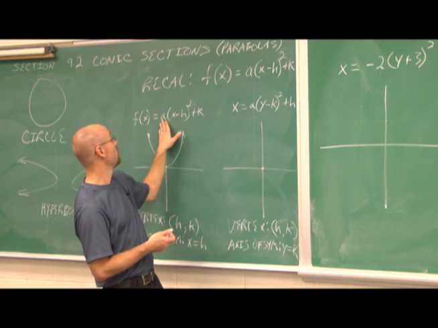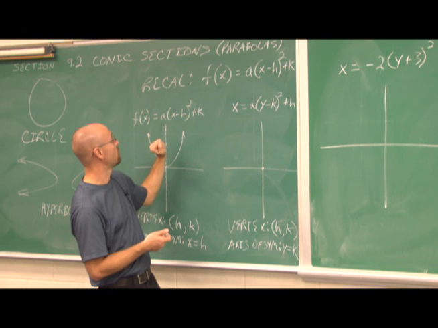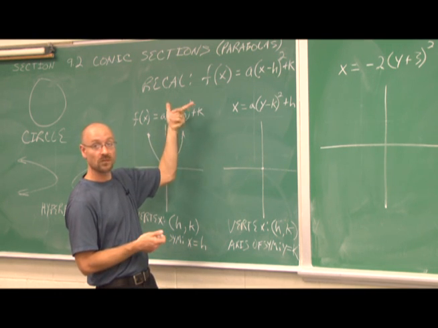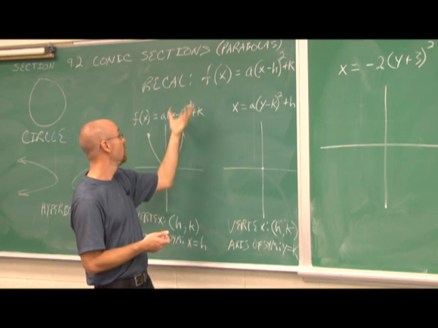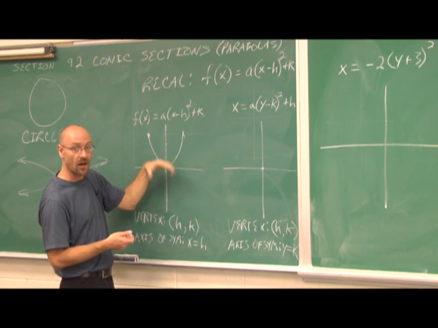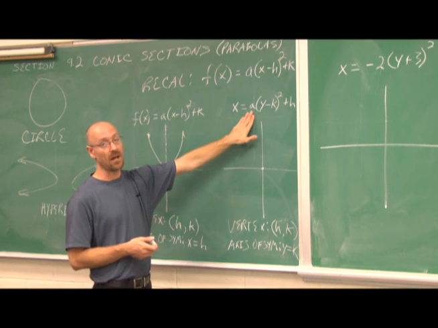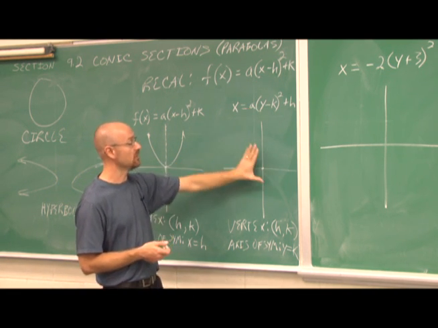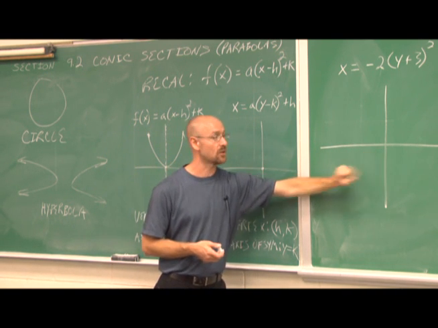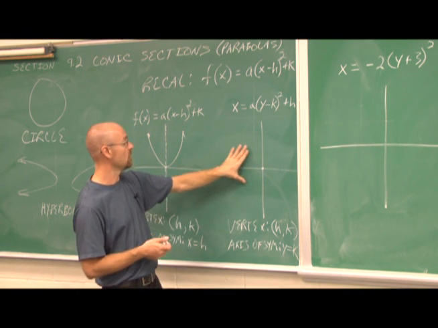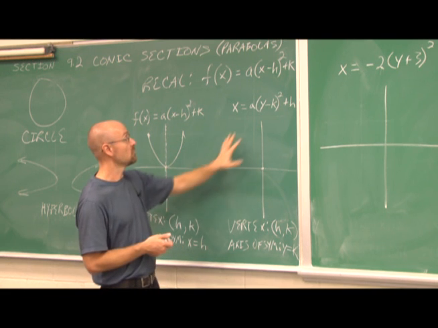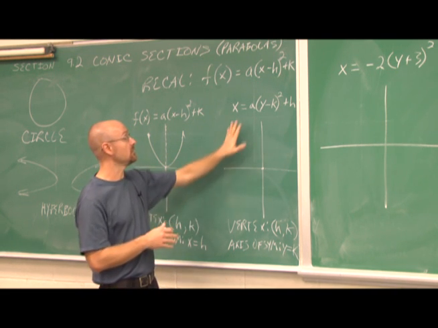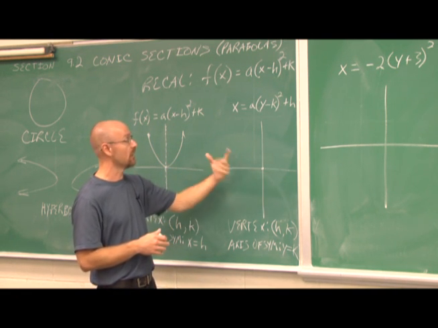And just like when we learned about a in standard form of a parabola, if a is positive, it opens up the positive values. If it's negative, it opens down the negative values. That applies here as well. If a is positive, it opens in the positive direction. Or if a is negative, it opens in the negative direction. So be very careful when we get to these inverse parabolas because they're laying on their sides.